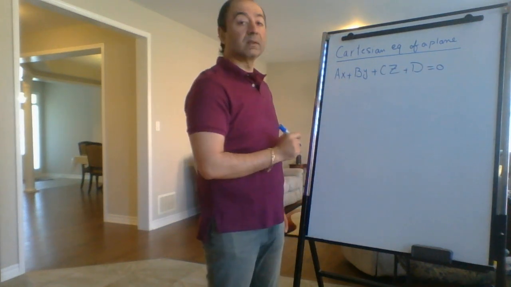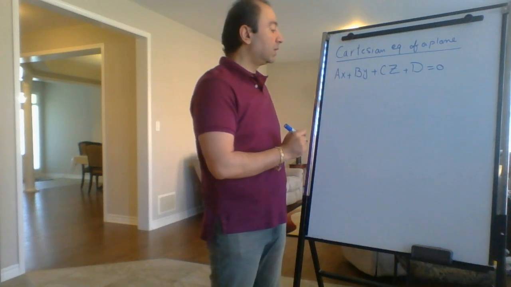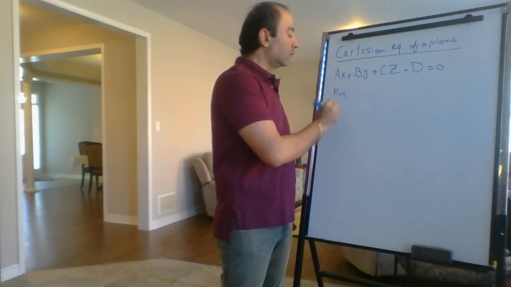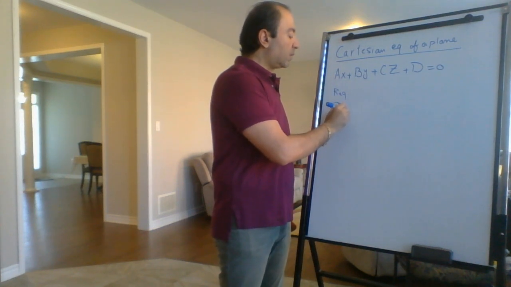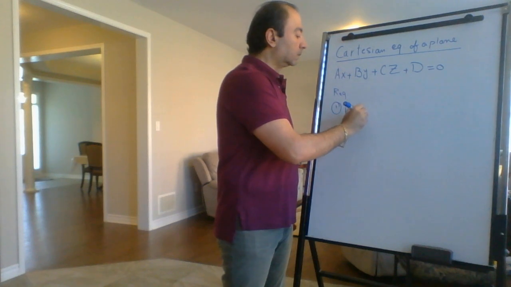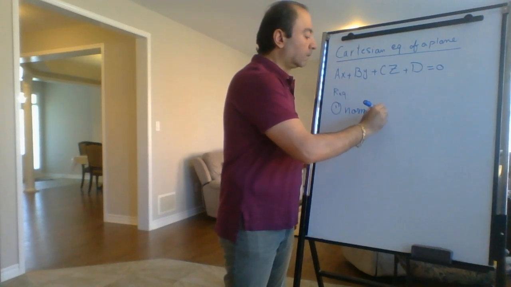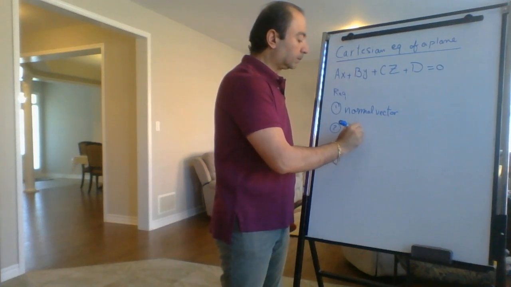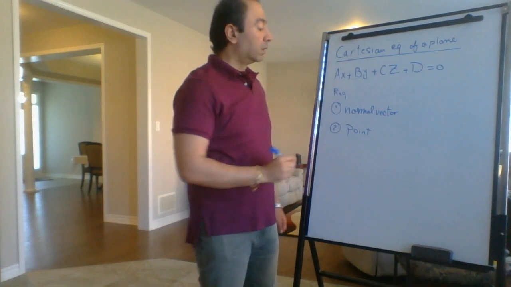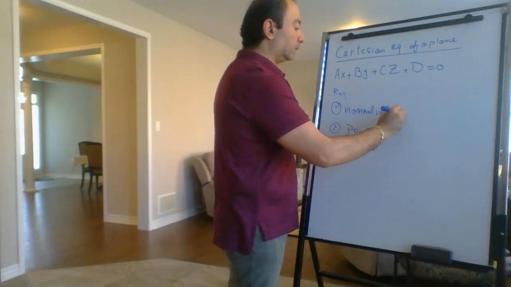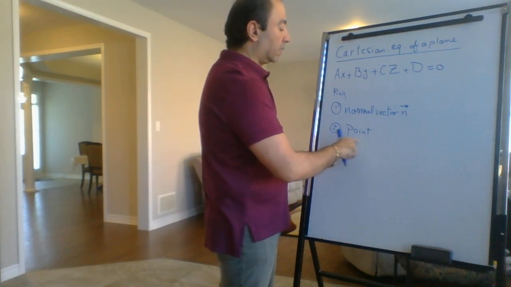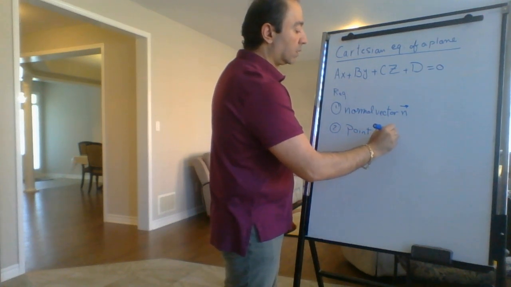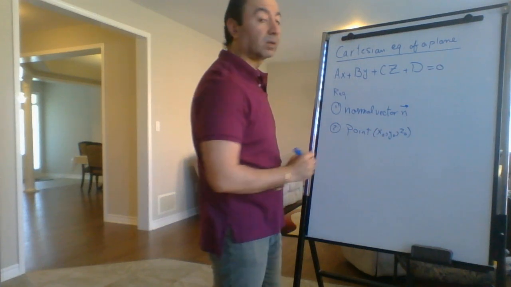In order to find the Cartesian equation of a plane, we need two things. One, a normal vector to the plane. Two, a point on the plane. The normal vector n, and a point (x0, y0, z0), any point on the plane.